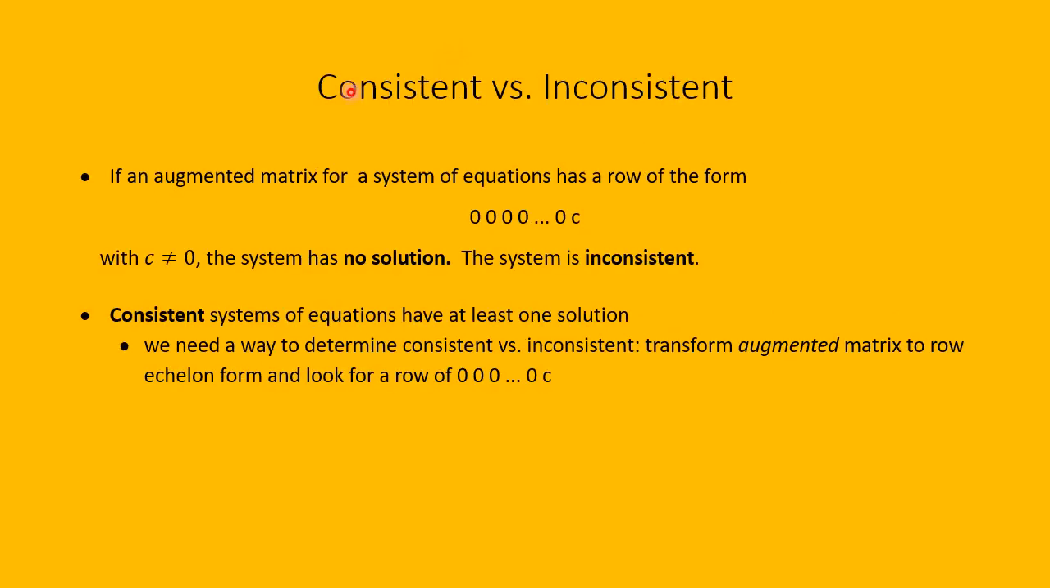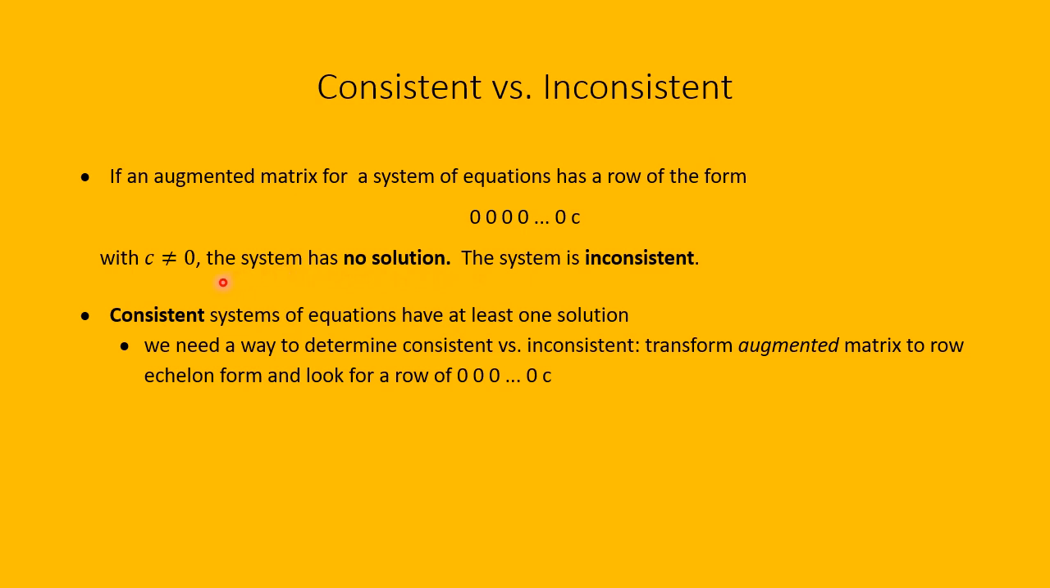Let's talk about consistent versus inconsistent systems of equations. Suppose we have an augmented matrix for a system of equations, and that matrix has a row of the following form. All of the elements in the row are zeros, except for the last element, which is a non-zero constant. In that case, the system of equations, as we saw before, has no solution. In that case, where it has no solution, we say that the system is inconsistent.